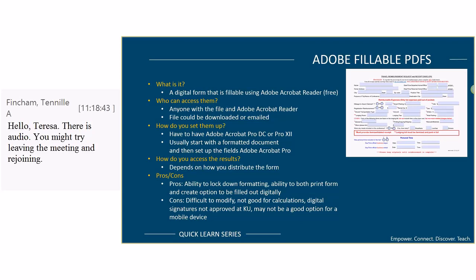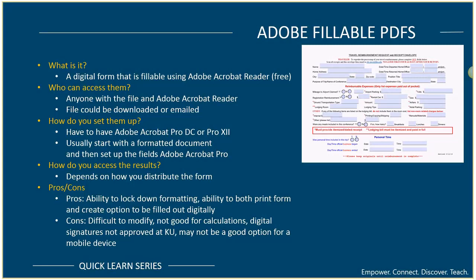To set them up, that's usually the hard part. You have to have either DC or the Pro version, Adobe Acrobat Pro 11 or 12, whatever. So usually you'll start with a formatted document that's made into a PDF, and then in Adobe Acrobat Pro or DC, you will use the form recognition in order to start laying out the fields.